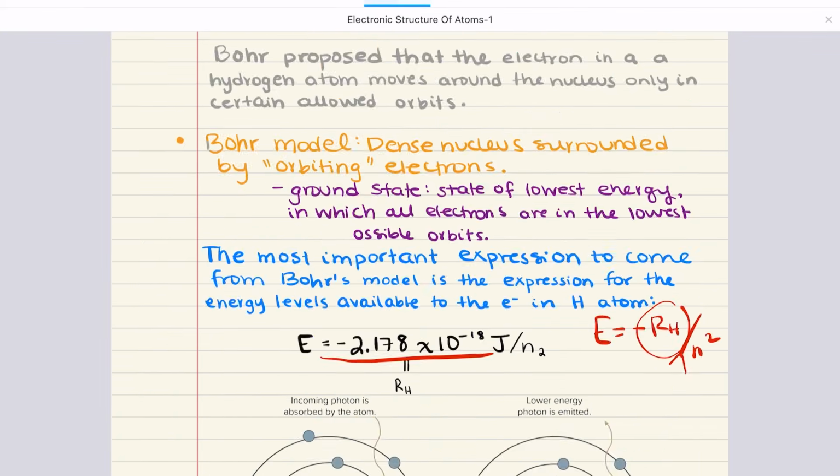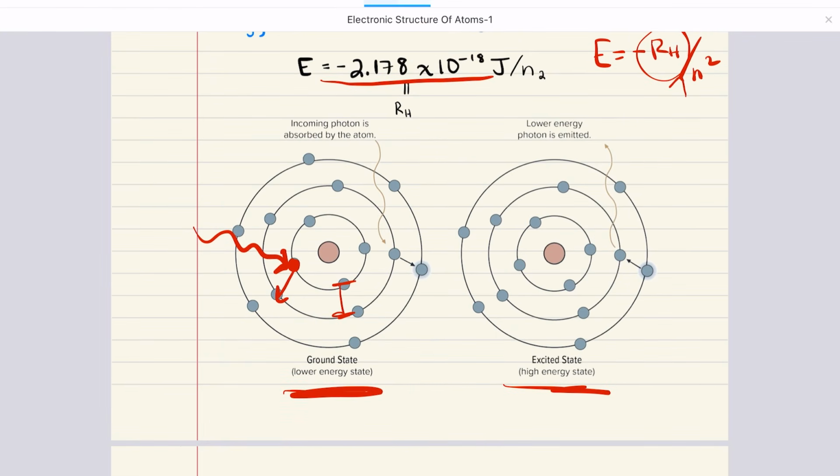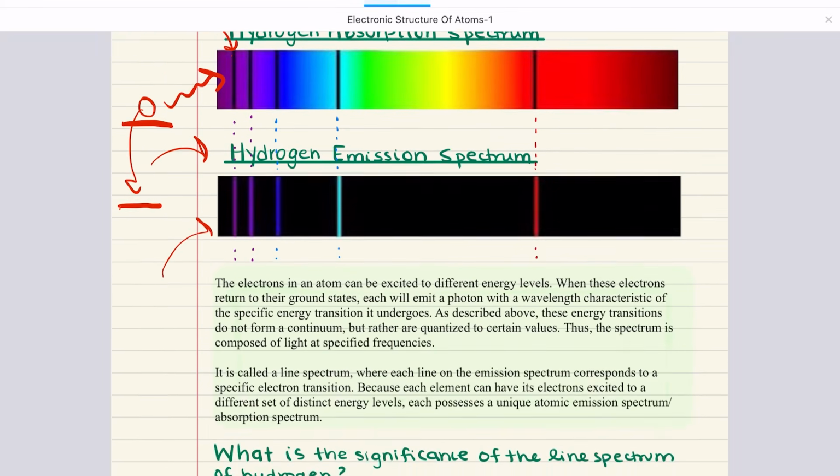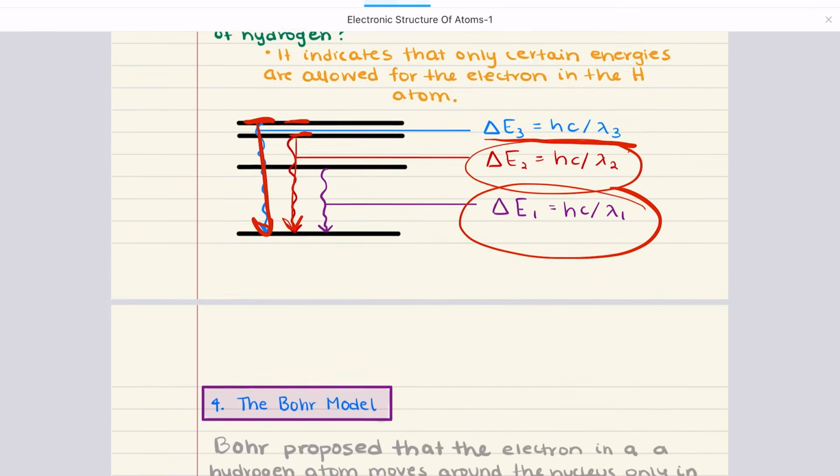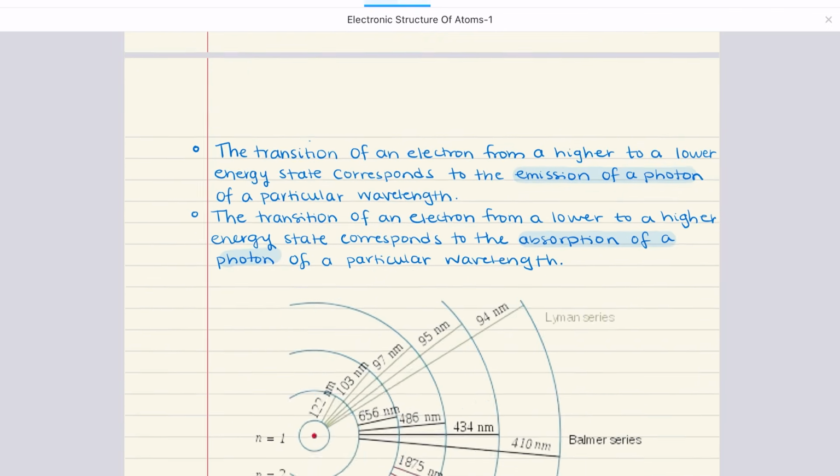As for emission, you can have an excited electron that returns to a lower energy level. In that process, it emits a photon with energy that is equivalent to the energy difference between those two levels. And this emission, going back to our image here, produces bright lines on a black background. These bright lines are specific wavelengths in the emission spectrum. Now, this train of thought will lead us to this figure that we see right here.